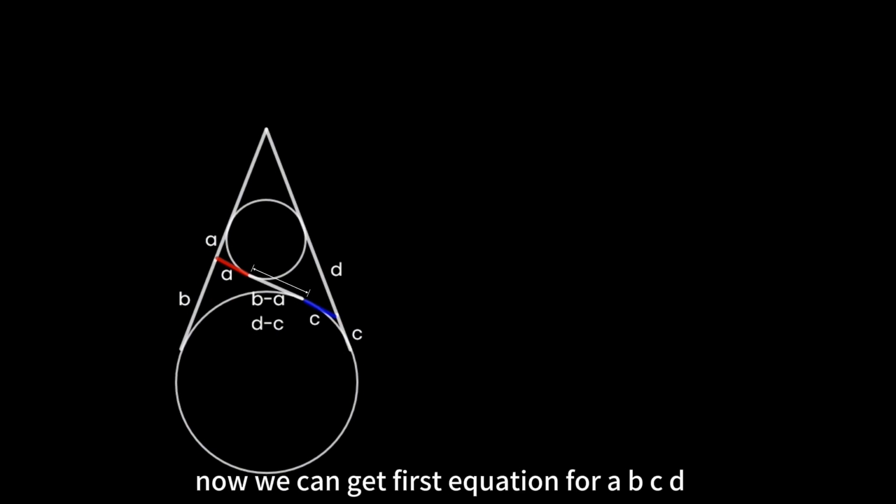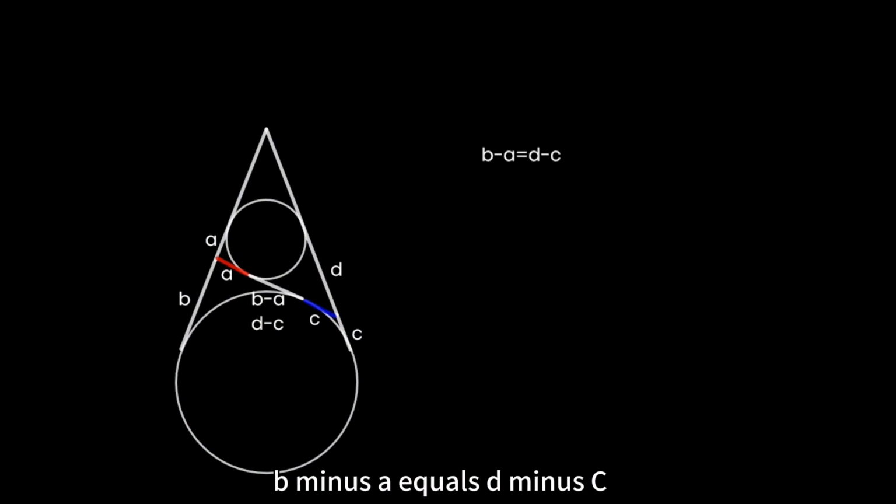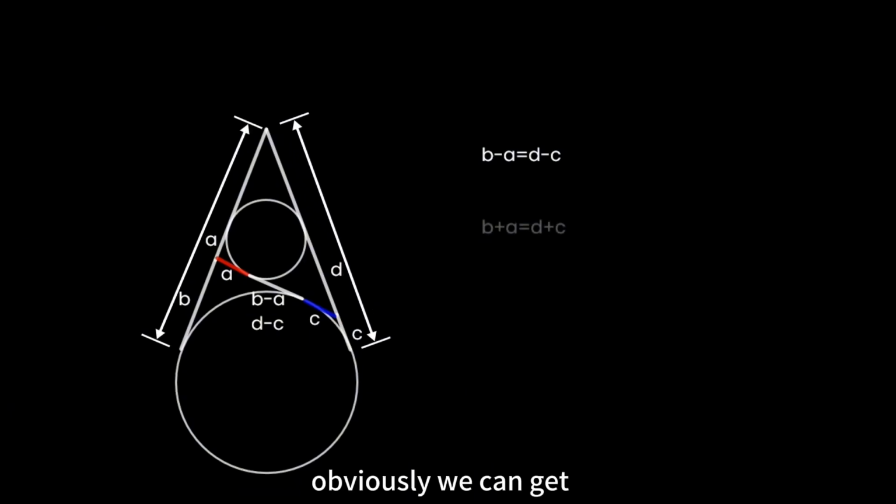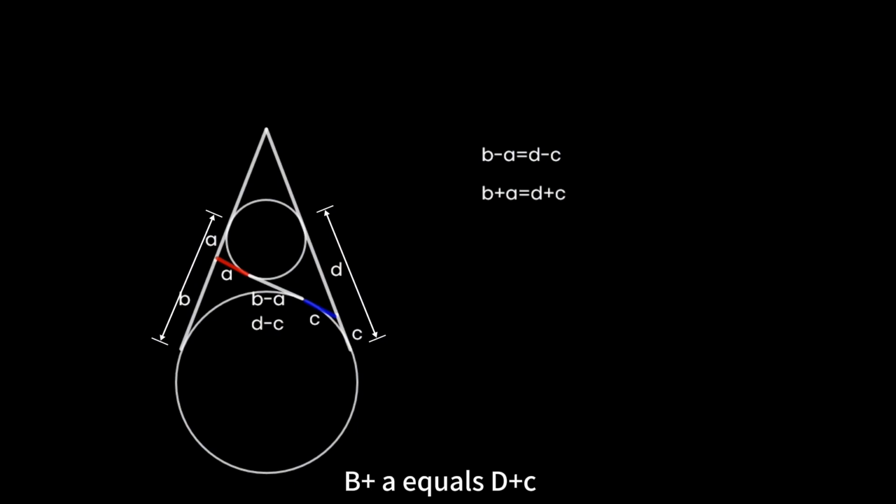Now we can get a first equation for A, B, C, D. B minus A equals D minus C. Let's double check the segments. Obviously, we can get B plus A equals D plus C.